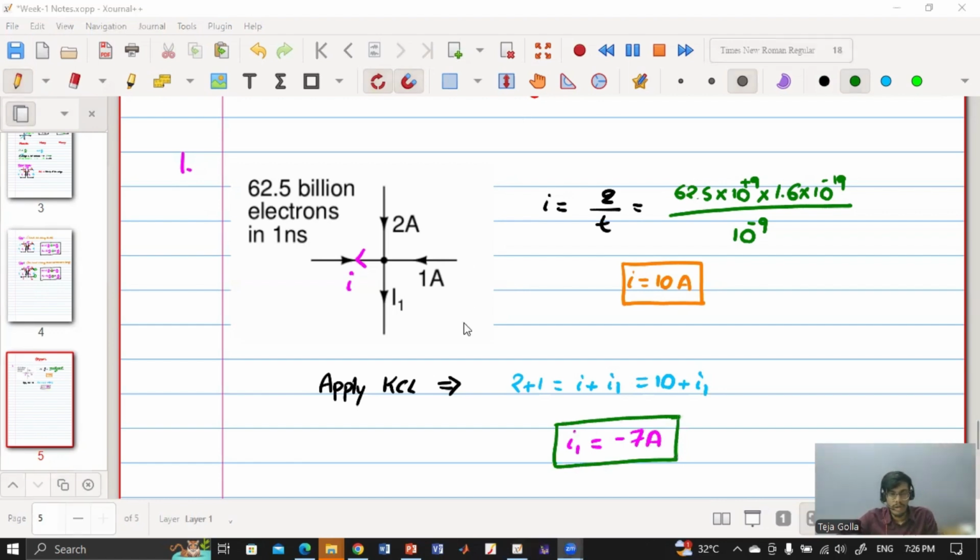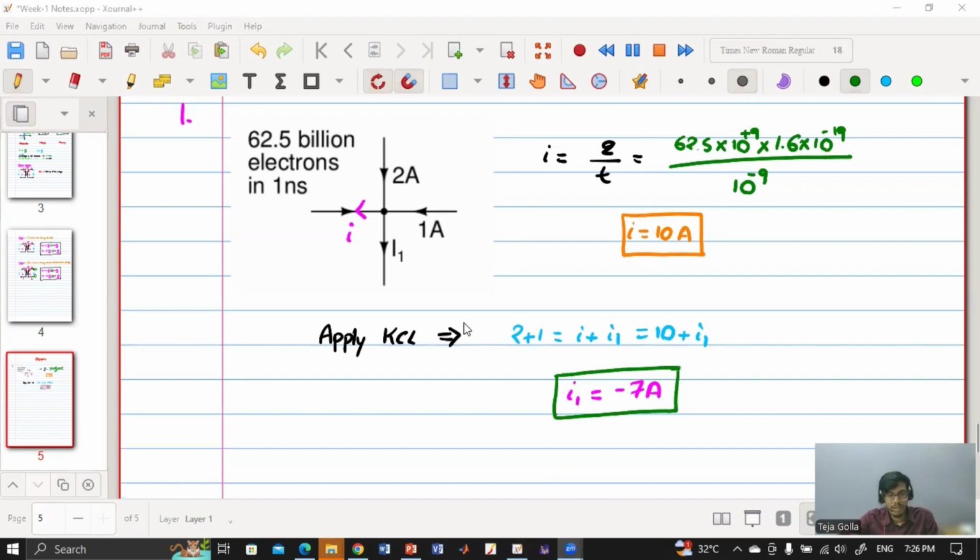So, sir, it's leaving the node, sir. Yes, the direction of current is opposite to the assumed direction. Very good. So when we try to solve any problems, we try to assume some current I1, and you are free to assume any direction of the current.